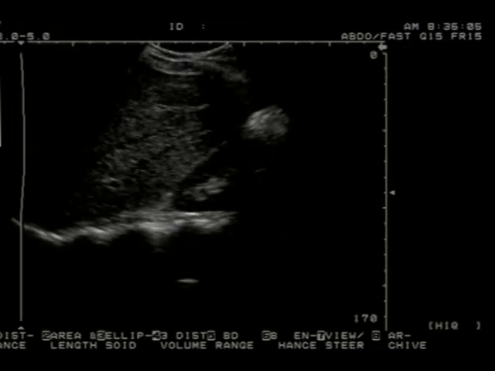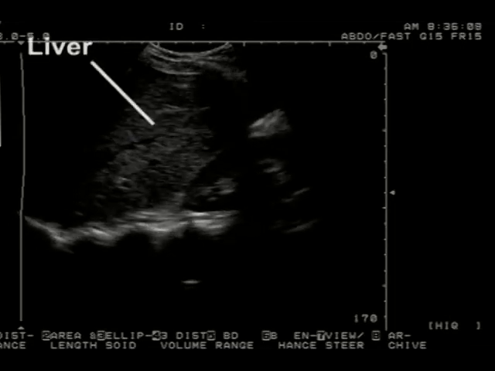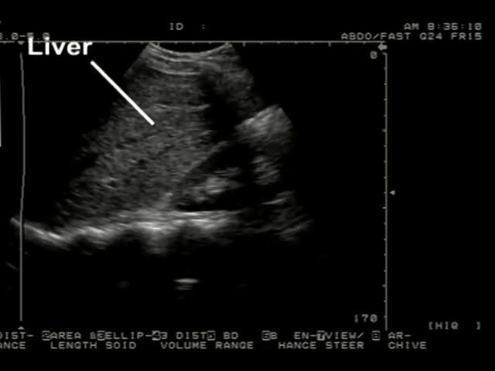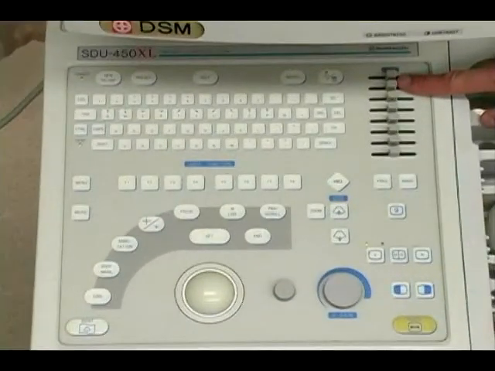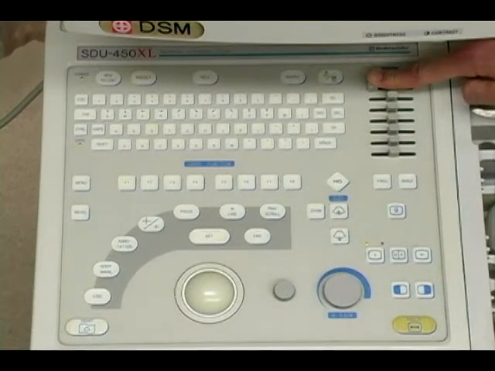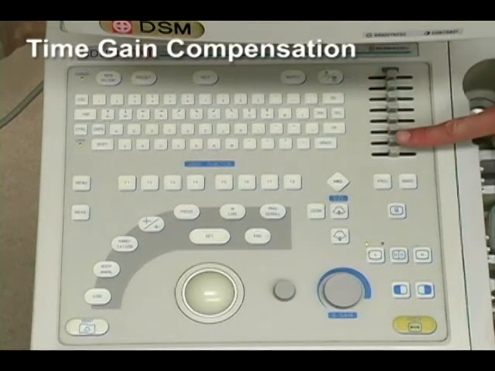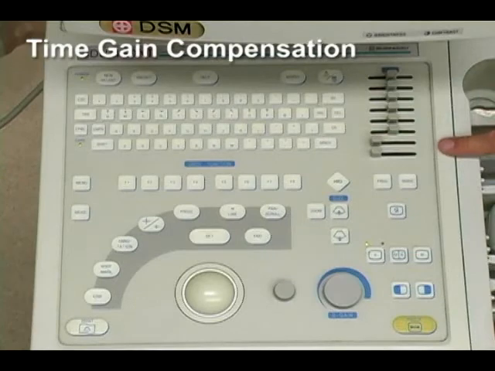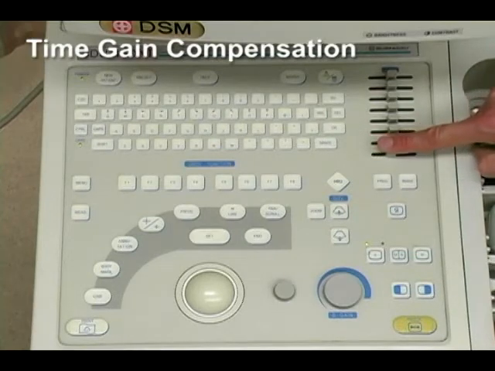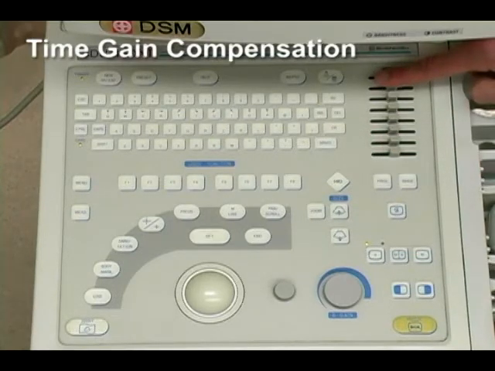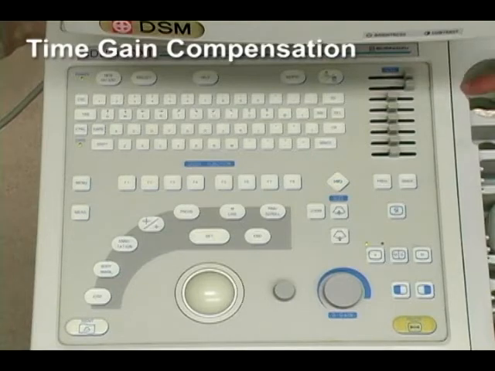To set gain appropriately, image the liver and adjust the gain until the liver has a gray, hypoechoic, salt and pepper appearance to its parenchyma. Many machines will have a row of sliders on the keypad which usually represent the function time gain compensation. Adjusting this function changes the gain at various depths of the ultrasound image and allows for fine-tuning of the image.